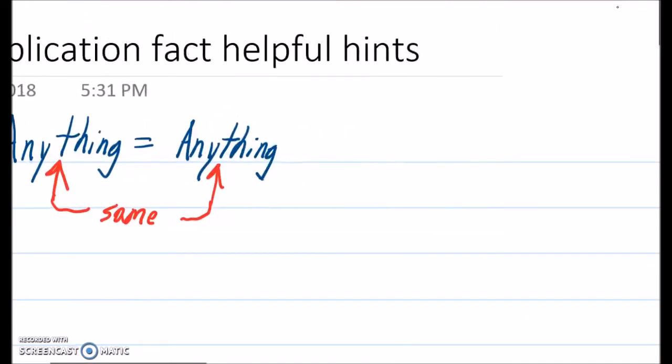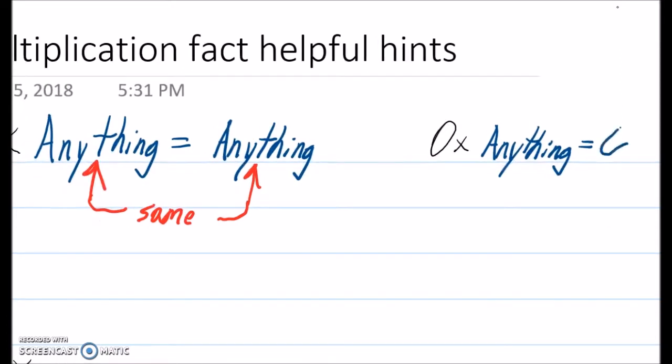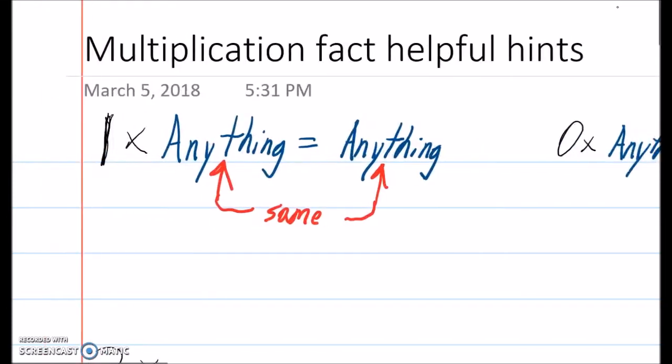The other thing I guess I should mention is 0, maybe I'll use black here. 0 times anything, no matter what that thing is, always equals 0. Oops. There you go, 0. So that's another thing I should have mentioned. So 0 times anything equals 0. 1 times anything equals that same anything.